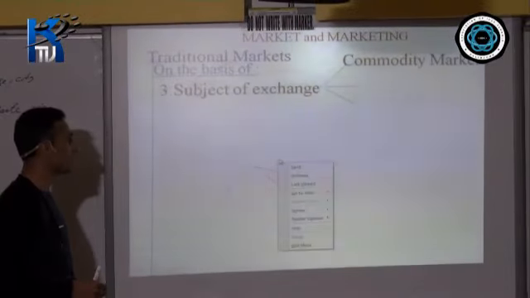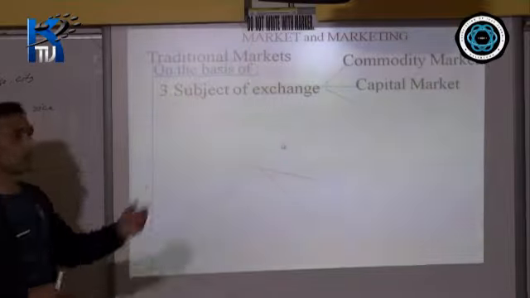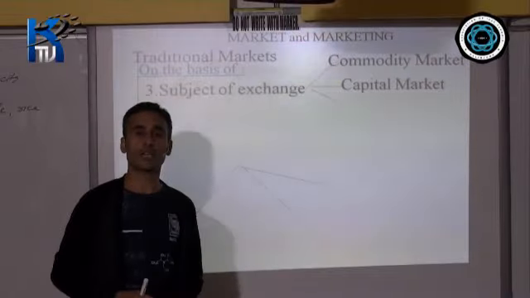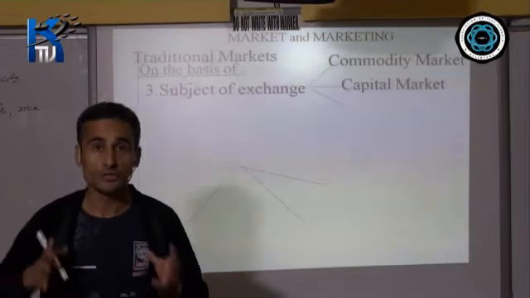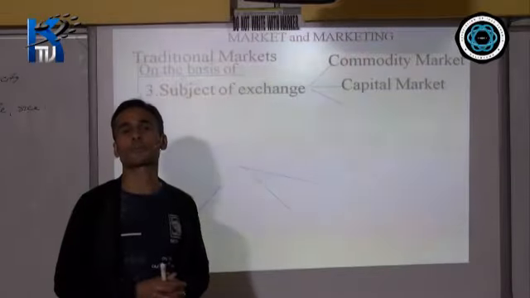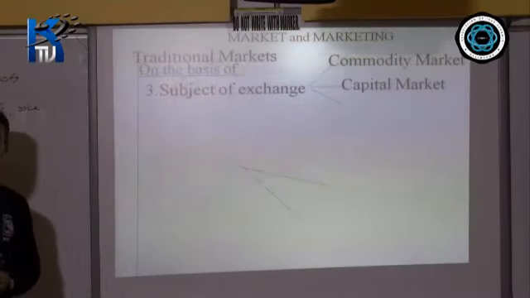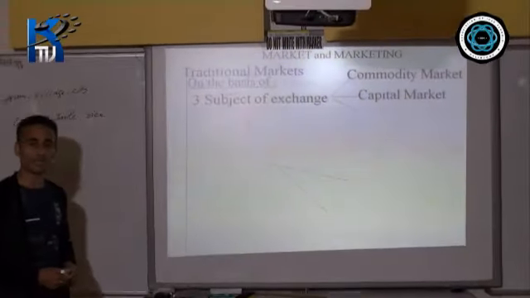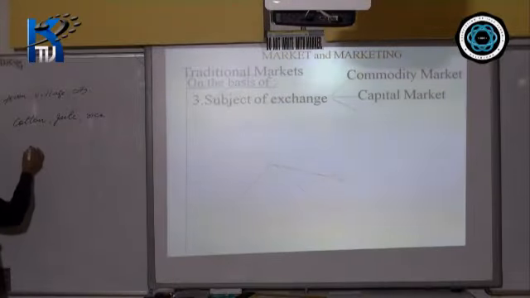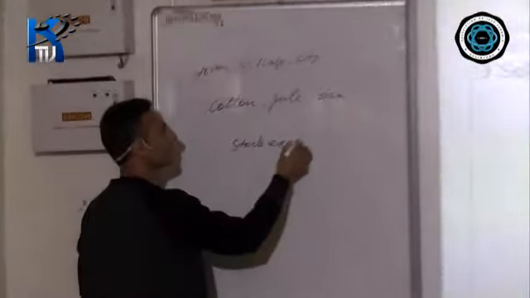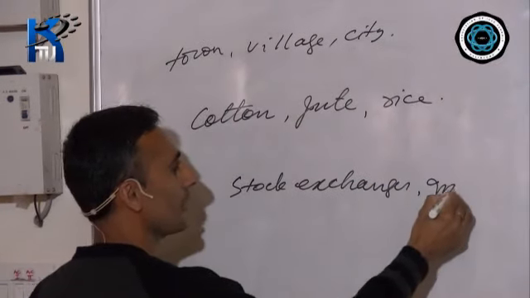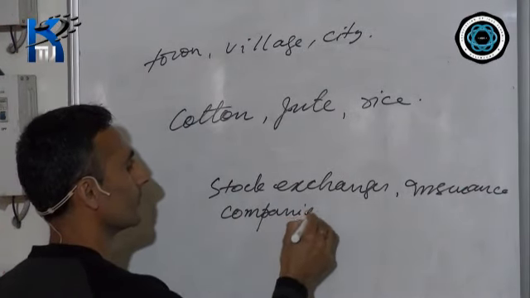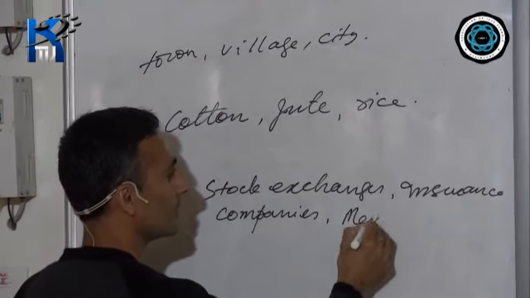Then you have another kind, capital market. When you talk about the capital market, it is a market which is related to providing long-term finance to the business houses. Long-term capital, that means capital for a longer period of time, will be available from this market. And this market consists of stock exchanges, insurance companies, merchant banks.